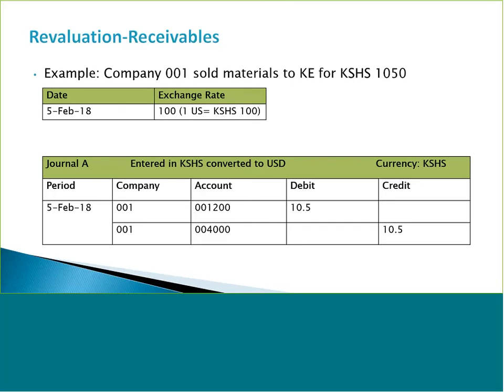So this foreign currency journal was entered with the effective exchange rate on the 5th of February being $1 for 100 Kenya shillings. So when you convert these Kenya shillings to US dollars, you get $10.5. In this case, Maskani is owed $10.5 and generates credit side revenue of the same amount. Okay.